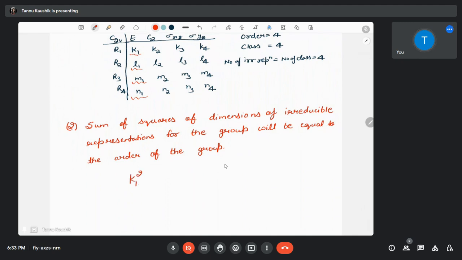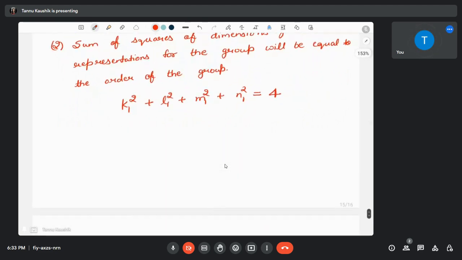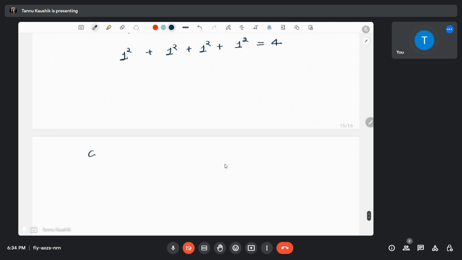So it will become K1 square plus L1 square plus M1 square plus N1 square is equal to 4, because the order of the C2v point group is 4. So what could be the possible dimensions which can give this value equal to 4? It can be 1 square plus 1 square plus 1 square plus 1 square. So each of the irreducible representations has a dimension of 1. So it will give 4.